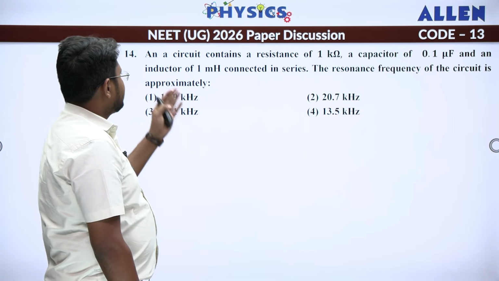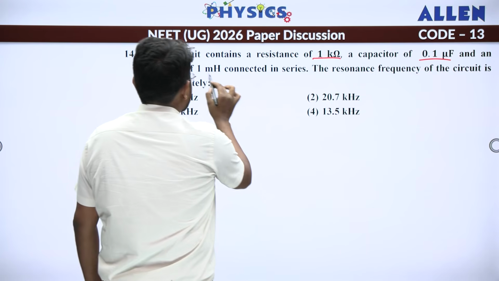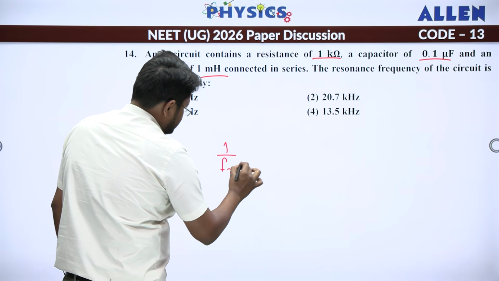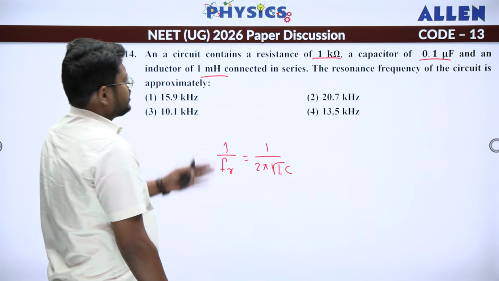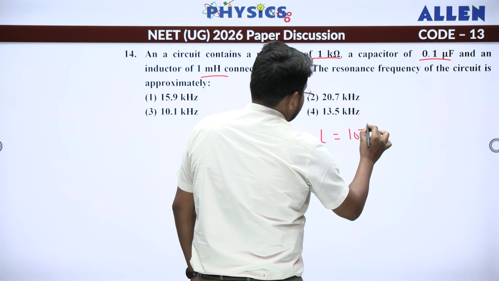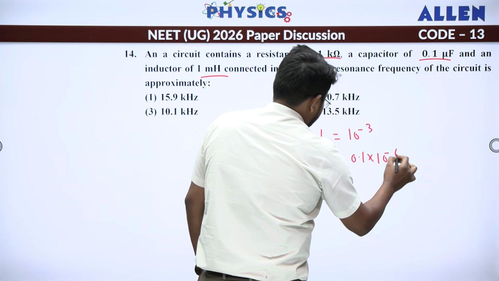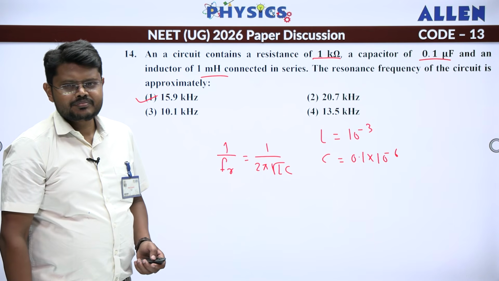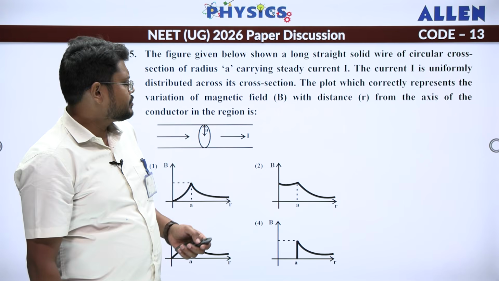Next question. Circuit contains resistance of 1 kilo-ohm, capacitor is given to us, inductance is also given to us, resonance frequency. So another direct formula based question, 1 by 2 pi under root of LC. Okay. So here L value is how much? 10 to the power minus 3 and C value is 0.1 into 10 to the power minus 6. Just substitute the value. So, we will get the answer as 15.9 kilohertz. So, again formula based question, but a little bit calculative. Let us move to the next question.